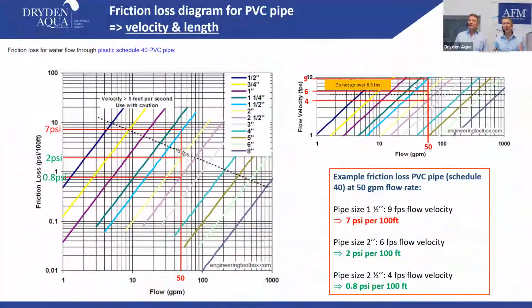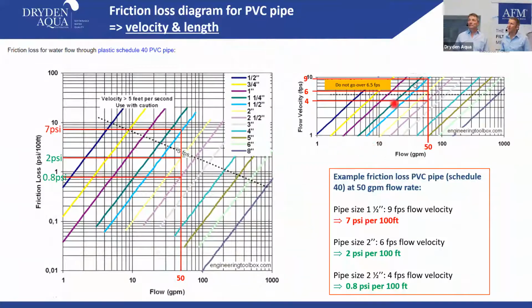First, let's talk about velocity and length. So we're talking about friction loss in pipes and what that means. These are two busy graphs that you see here. Let me explain them to you. Over here on the right side, what you see on the horizontal axis is flow in gallons per minute. And then here on the vertical, we have the flow velocities in feet per second.